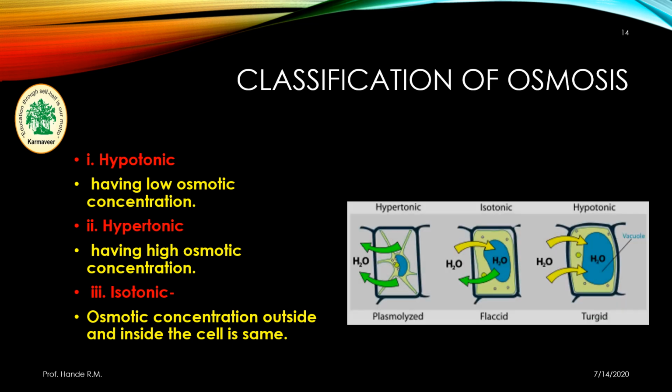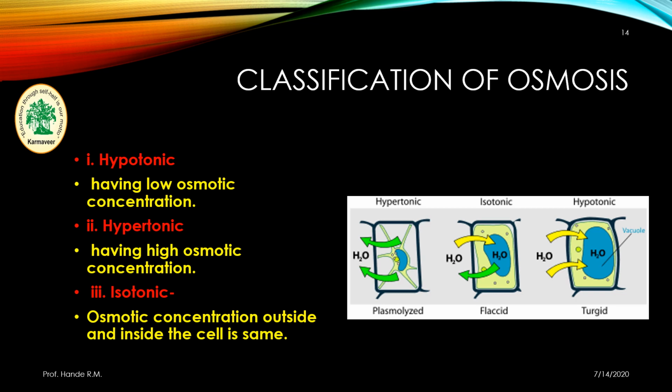Here the diagram shows the hypertonic, isotonic, hypotonic conditions. In hypertonic condition, the cell becomes plasmolyzed due to the loss of water. Then second, in isotonic condition, the cell becomes flaccid, with neither loss nor gain of water. And third, in hypotonic condition, the cell becomes turgid due to the high level of water molecules.